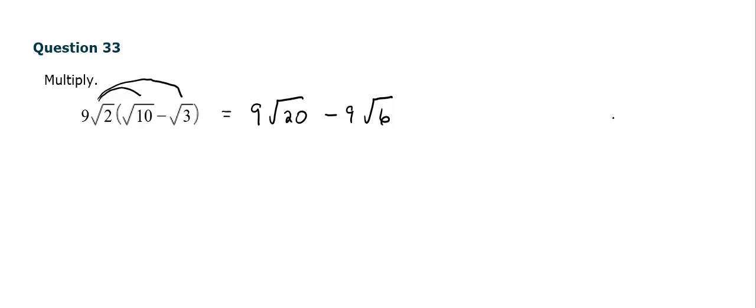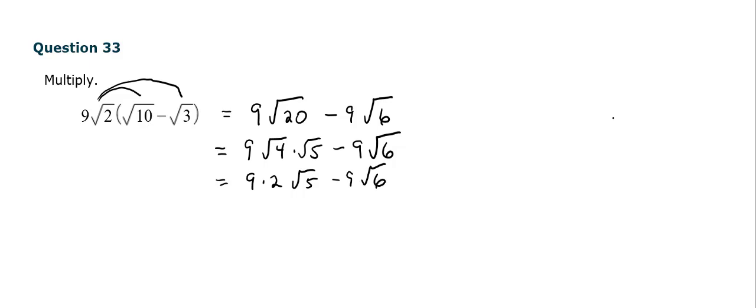Now the square root of 20 does have a perfect square factor, so we're going to rewrite 9 square roots of 20 as 9 square roots of 4 times the square root of 5. The square root of 6 doesn't have a perfect square factor other than 1, so we leave that, it's already simplified. Now we go further. With 9, the square root of 4 is 2. So we have 9 times 2 times the square root of 5 minus 9 times the square root of 6.